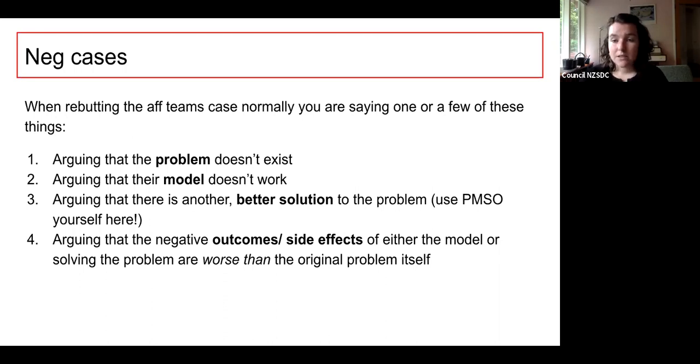But yeah, so it's still that same framework, problem, model, solution, outcomes, but it's just thinking about each of those things independently and flipping them around. So there isn't a problem, maybe there is a problem, but your model doesn't solve it. Maybe it does solve it, but the outcomes outweigh it.